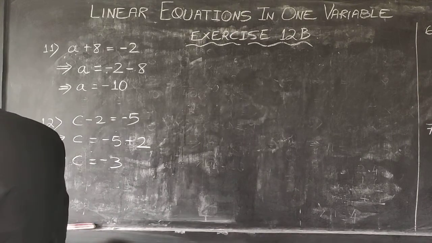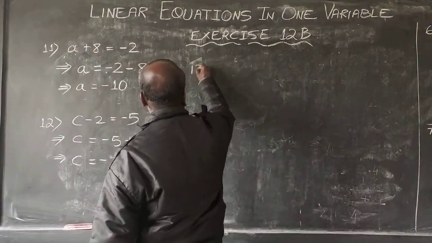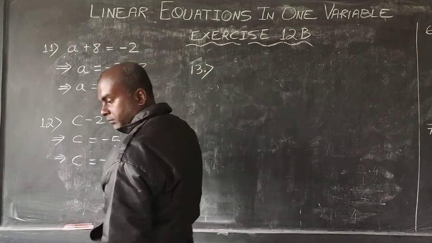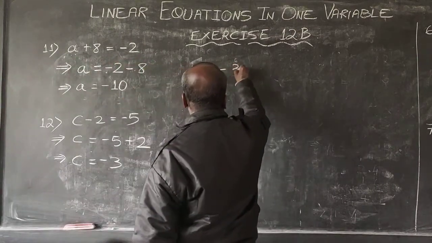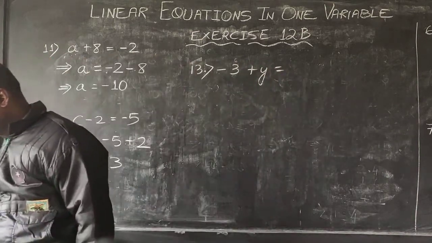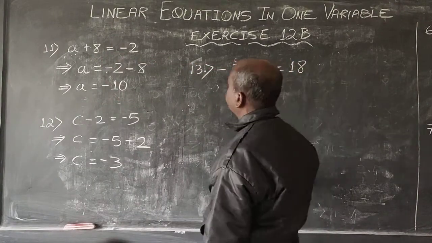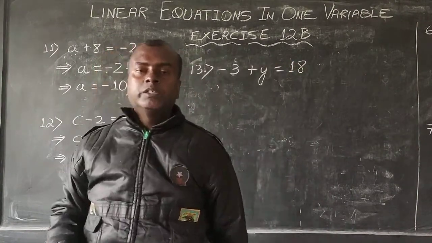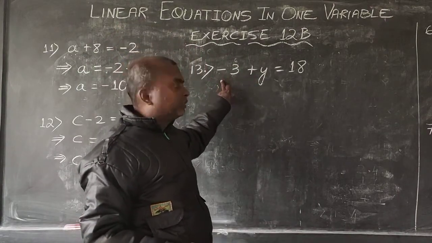Okay, question number 13. Let's do question number 13. Minus 3 plus y equals 18. So y is the variable in this case. And with y, what do you have? Minus 3.